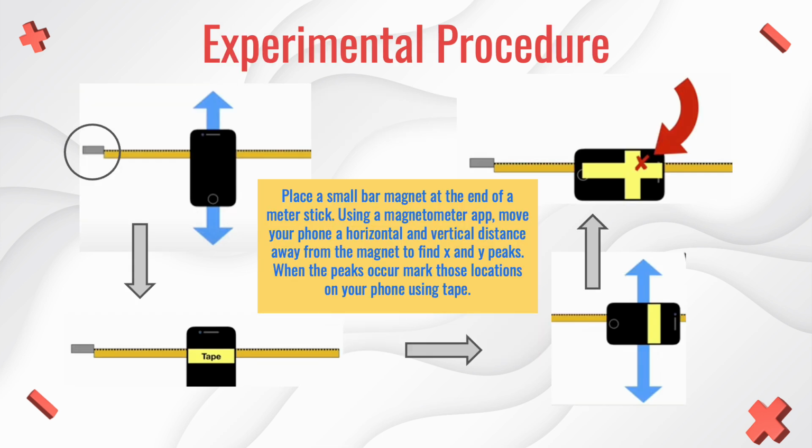So, the experimental procedure. First, place a small bar magnet at the end of a meter stick. Using a magnetometer app, move your phone a horizontal and vertical distance away from the magnet to find the X and the Y peaks. When the peaks occur, mark those locations on your phone using tape, where you found the magnetometer on your phone.